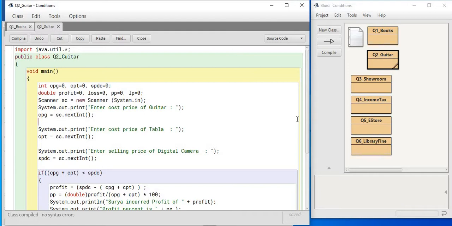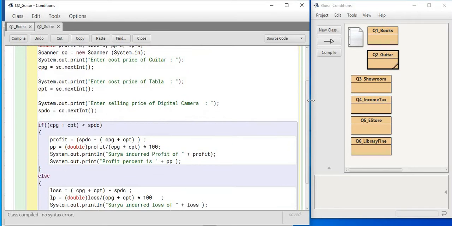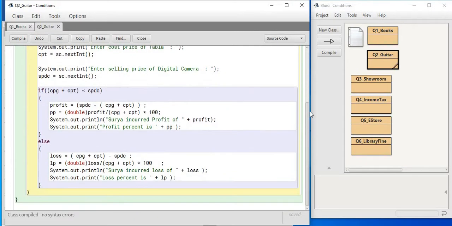There are variables declared: cost price of guitar, CPG, cost price of tabla, CPT, and selling price of digital camera, SPDC. The profit will be stored in profit, loss will be stored in loss. But note that either profit or loss, any one of them will become active. Both cannot be active, right? So the program goes on to ask the value of cost price of guitar in CPG, cost price of tabla in CPT, and the selling price of the digital camera in SPDC.